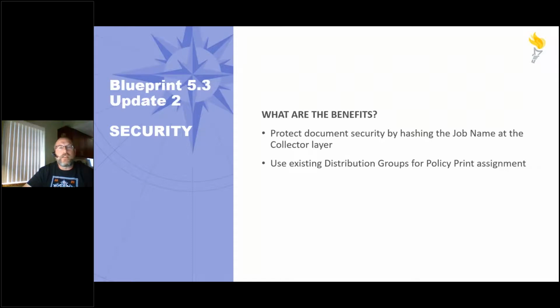From a security standpoint, we've added 2 new functions within Update 2. The first is a job name obfuscation that happens at the collector. So it's even before the job gets to the analyst for upload into Blueprint's database. And the cool part is that you can do that collector by collector, so it doesn't have to be a global thing. So if you have a collector that's available for general folks and you don't care, then that's fine. But if you have a collector that's dedicated to research and development or your CIA branch, then you can just enable it there and then nobody can see what those job names are.